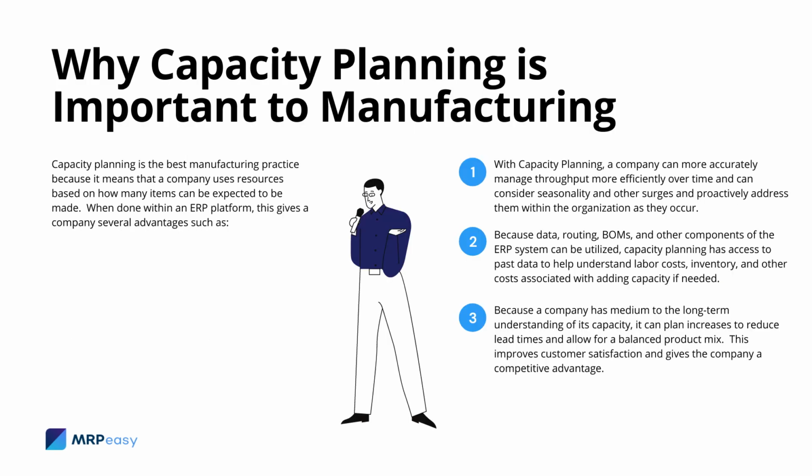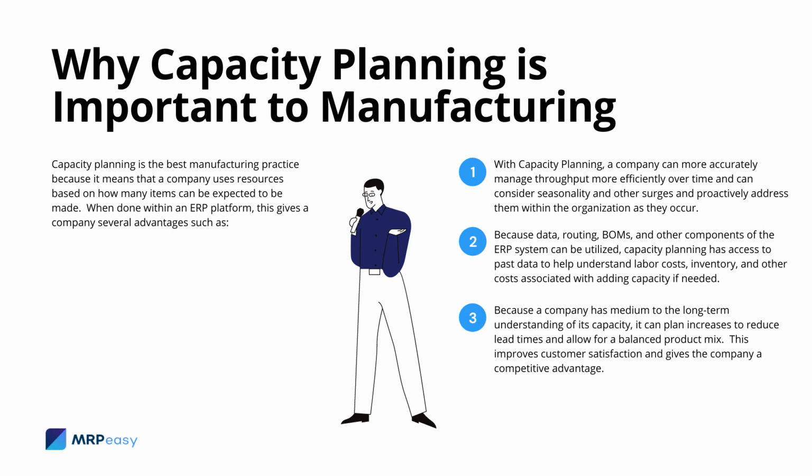Capacity planning is the best manufacturing practice because it means that a company uses resources based on how many items can be expected to be made. When done with an ERP platform, this gives a company several advantages. With capacity planning, a company can more accurately manage throughput more efficiently over time and can consider seasonality and other surges and proactively address them within the organization as they occur.